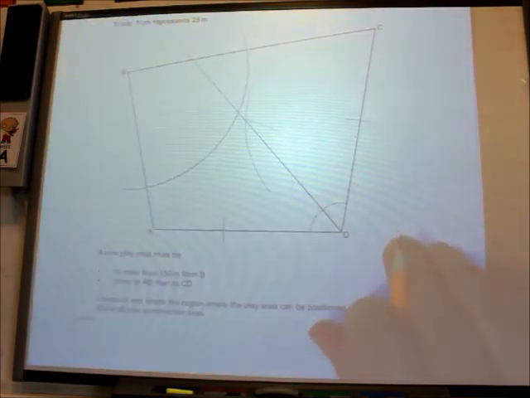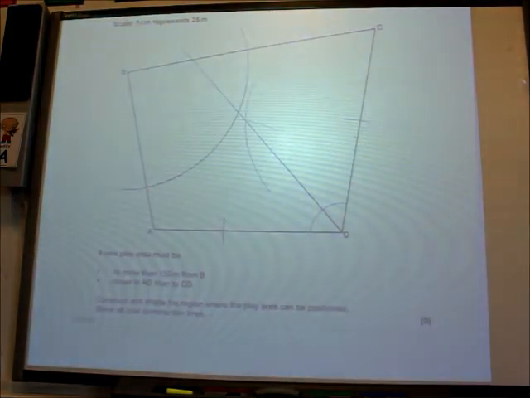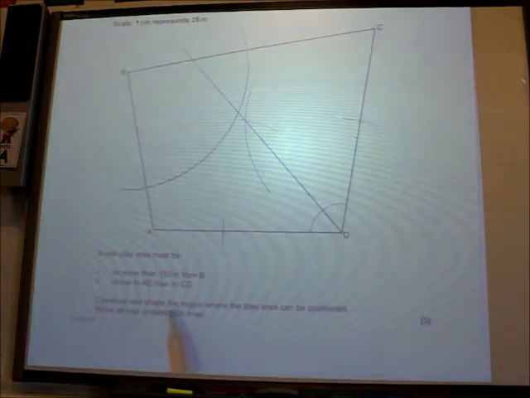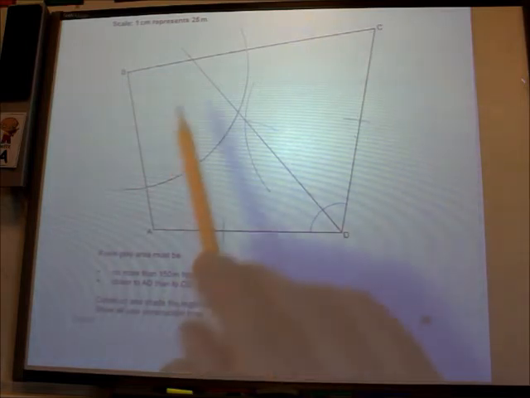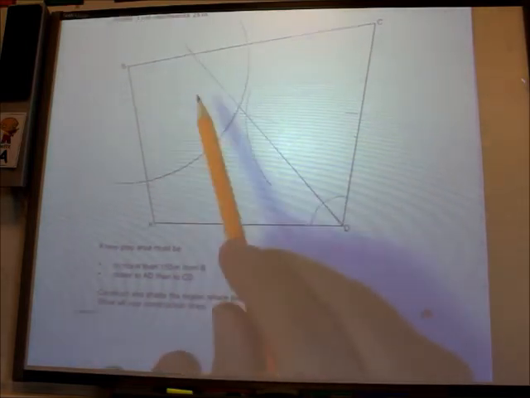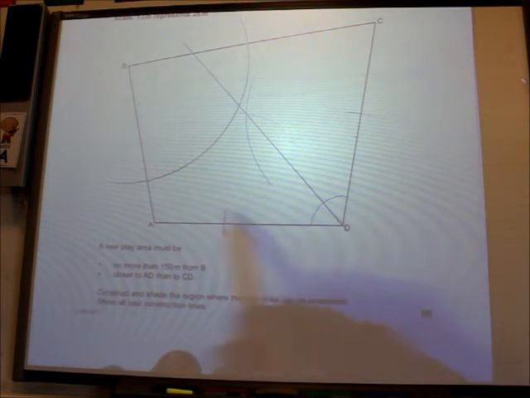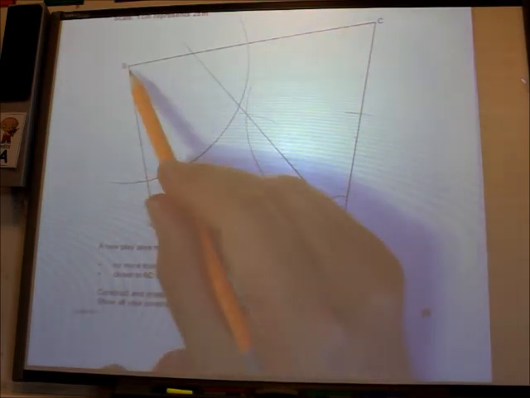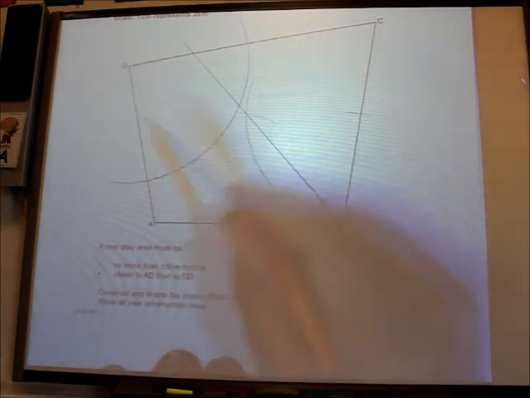Happy days, there we go. Leave your construction lines on, the examiners love that stuff. Right, construct and shade the region where the player can be positioned. So it's got to be inside this little arc here, and it's got to be closer to AD. So it's got to be below this line. So the region it could be in is this bit here.